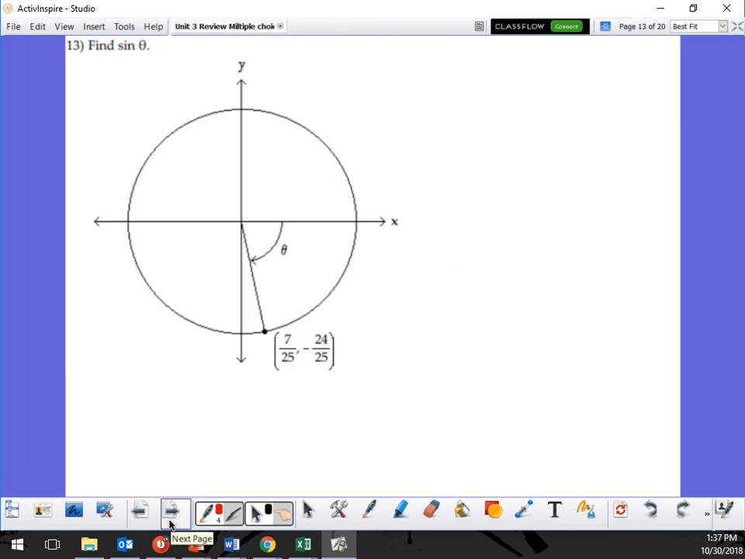Number 13. Find sine theta. So on your unit circle, sine represents which value? Y. Sine is the y value. Look, I already have a circle here with it. So what is my answer going to be? C, negative 24 over 25. Sine is the y value, always.